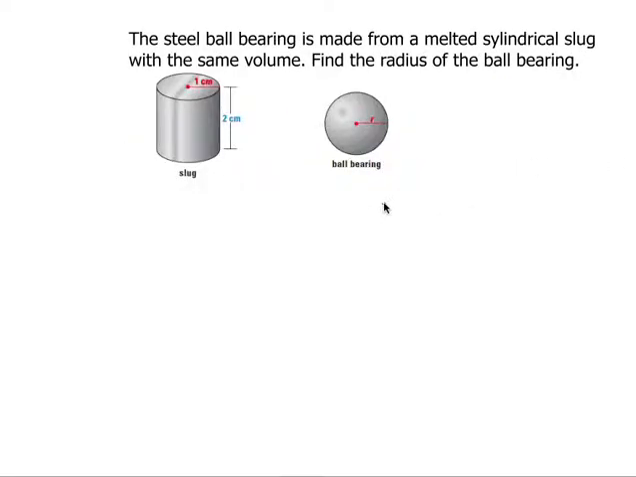Right, this is a slightly trickier question. So the steel ball bearing is made from a melted cylindrical slug with the same volume. Find the radius of the ball bearing. So first of all, we need to find the volume of this slug.